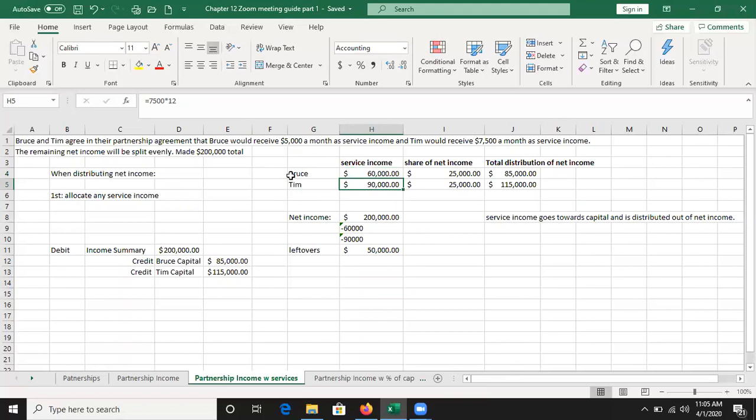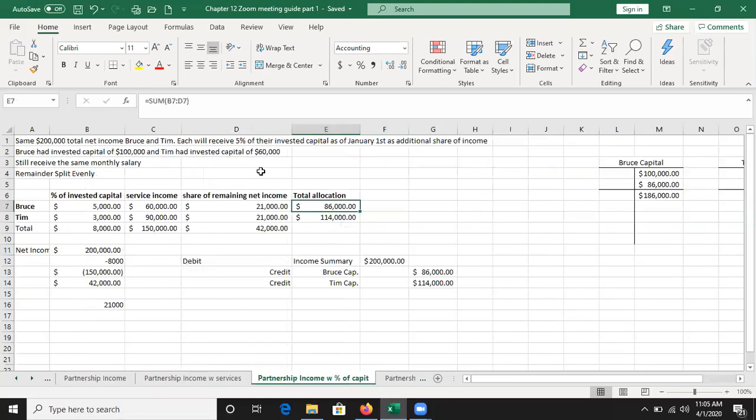You do that first. The remainder of net income, 50,000, unless it's said specifically in the partnership agreement that the remainder is split a specific way, you just split it 50-50. If there's a percentage share of capital, you do that first, okay? You do the service income, and then you split any remaining net income. If it's positive, you split it and give a positive number.